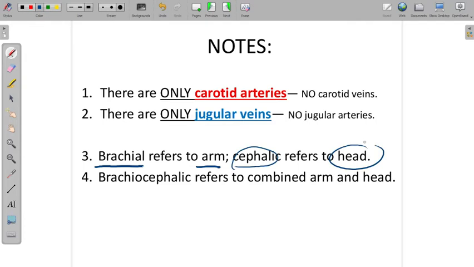So if we combine those two terms with our little O for a connector, we have the arm and the head. So if we have a brachiocephalic artery, we're going to be going to the arm and to the head. If we have a brachiocephalic vein, we're coming back from the arm and back from the head together. Okay, we'll see both of those.